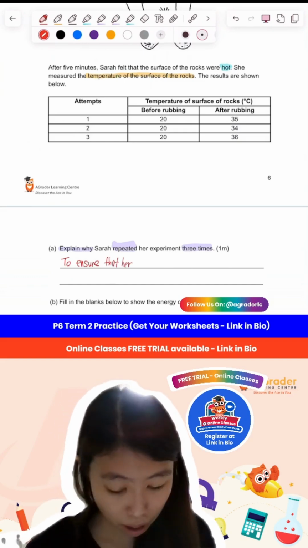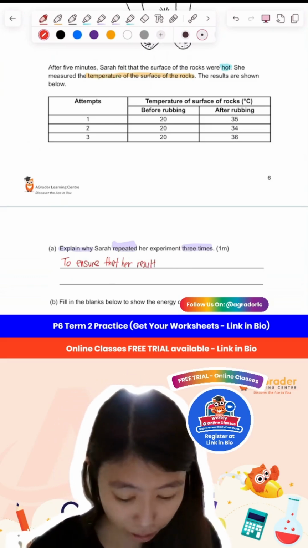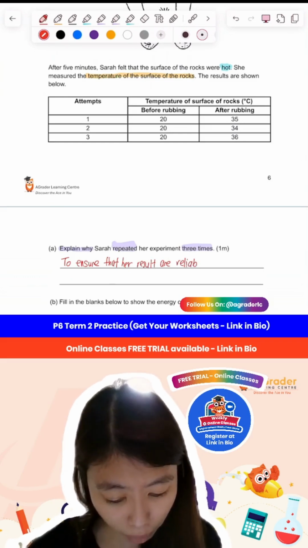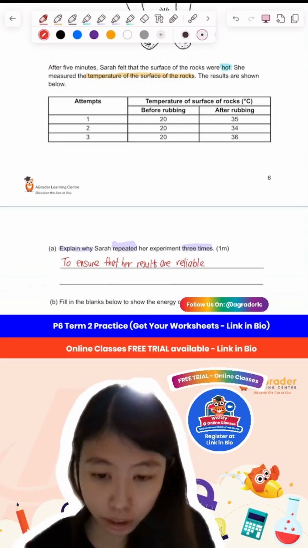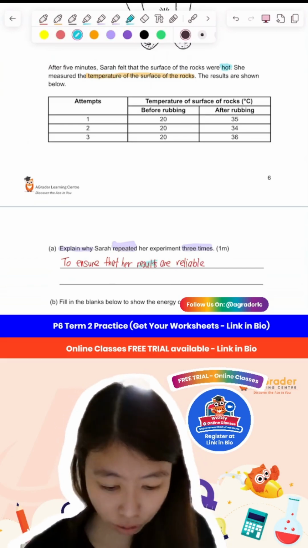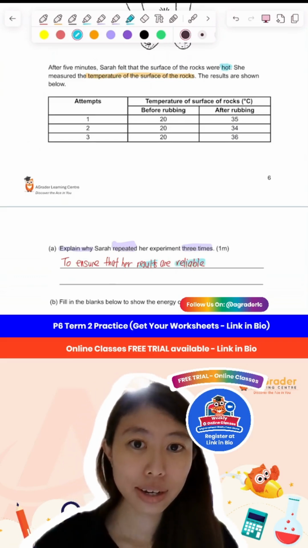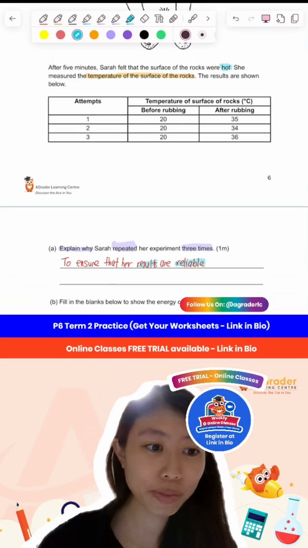I know that some teachers expect you to write consistent also at the back, but that is not necessarily for PSLE actually. The most important thing is you mention that results are reliable. If you want to add in consistent, it's fine. But the minimal thing that you have to write is that results are reliable.